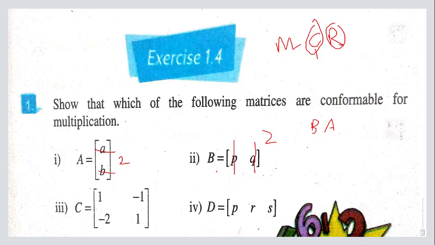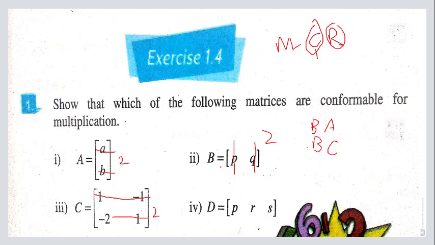Now we will check this B matrix with the C matrix. How many columns are there? 1 and 2. 2 columns are here. And then how many rows in the C matrix? 1, 2. So there are 2 rows as well in the C matrix. So B and C can be multiplied. In the solution we will write BC.